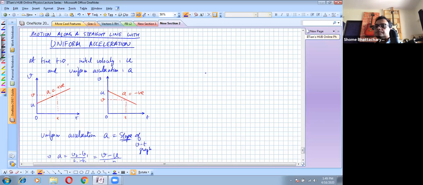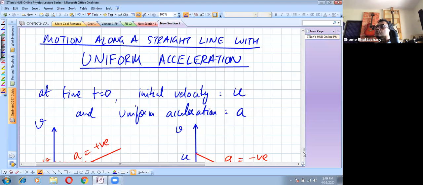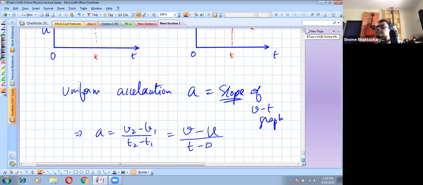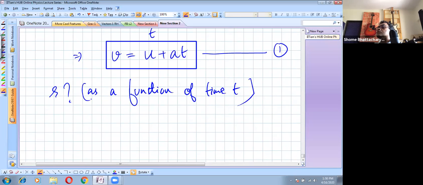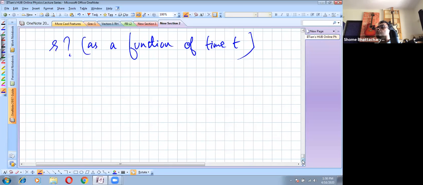Okay, now moving on. The next thing we want to do here is find the second equation of motion, which is displacement as a function of time. So next we want to find out displacement as a function of time t. Now let's see how we are going to achieve that.